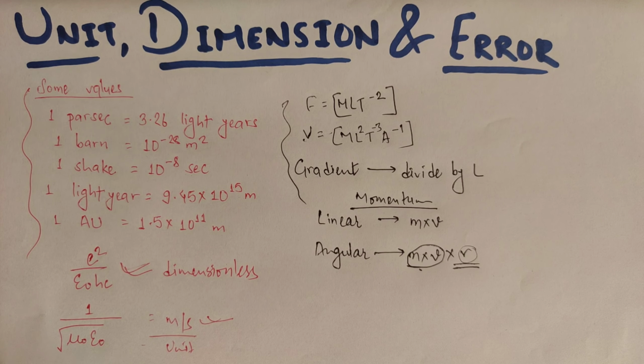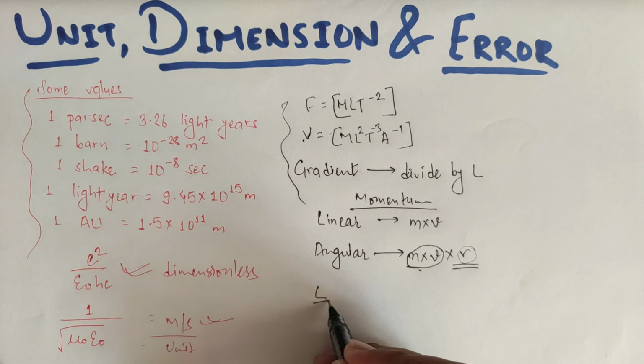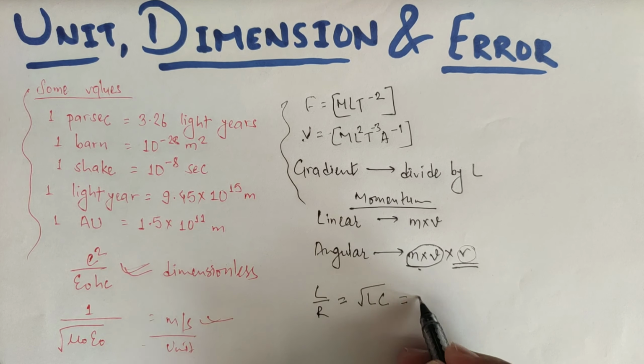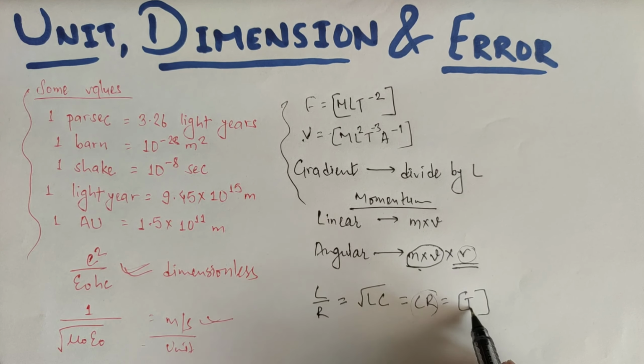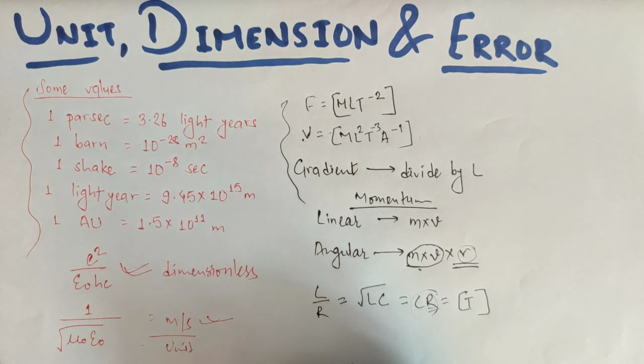There are some cases when you have to find inductance and capacitance. Then you can use the relation L by R is equal to root under LC is equal to CR is equal to T. This is the dimension, C into R has dimension T. And the dimension of R you can find using this.